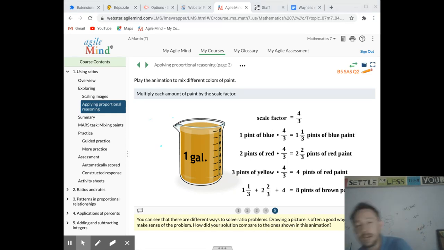And when we combine those plus the 4 pints of yellow, how many pints do we get in all? How many pints do we get in all, Levi? Can't hear you, but I'm seeing your lips move. 8. Good job. All right. So looking at that, that would answer all of your questions on part 2 in your book.